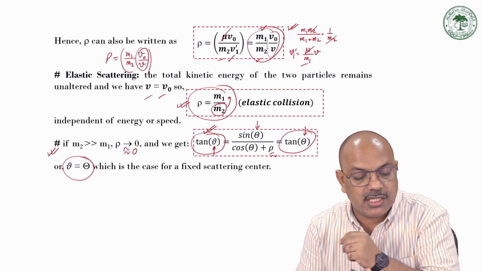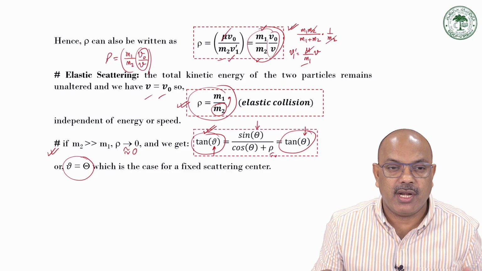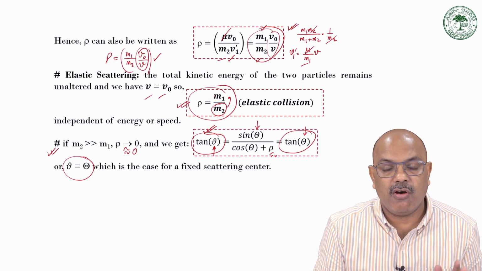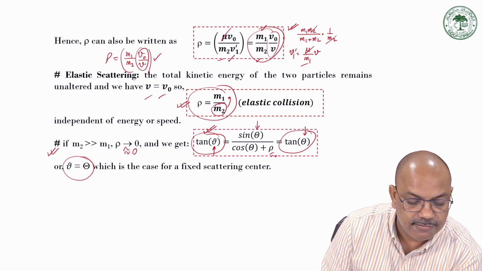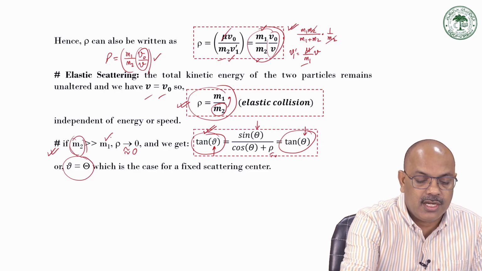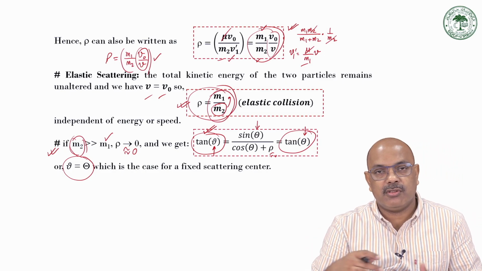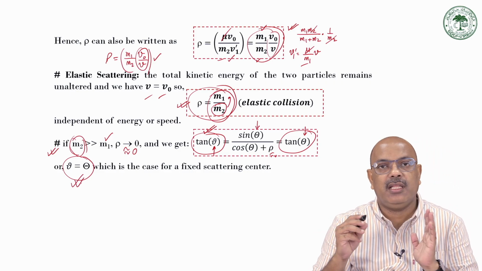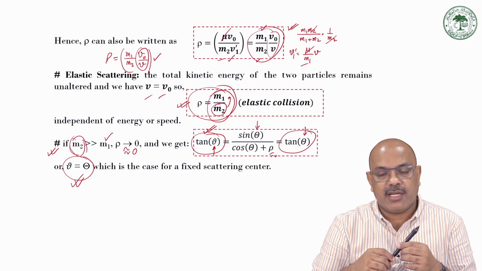We had already discussed that in case of elastic scattering, the total kinetic energy of the two particles remains unaltered. So v and v0 ratio is going to be 1, and so rho is going to give me the ratio of the masses of the projectile and the target. The second thing is that if the target is very heavy relative to m1, this ratio m1 by m2 is approximately equal to 0 because the denominator is very large. Then the scattering is going to be the same either in the lab system or in the center of mass frame of reference. So the scattering angle is going to be the same, that is for the fixed scattering center.